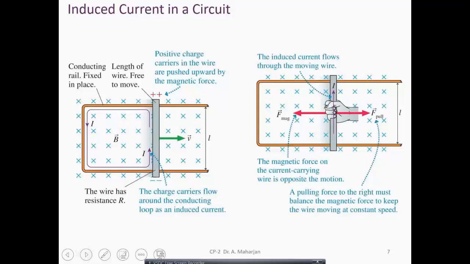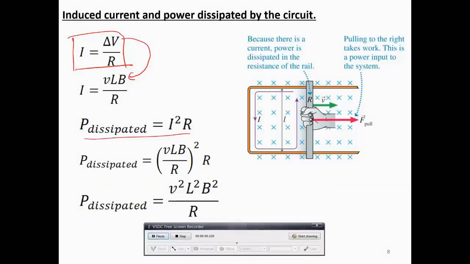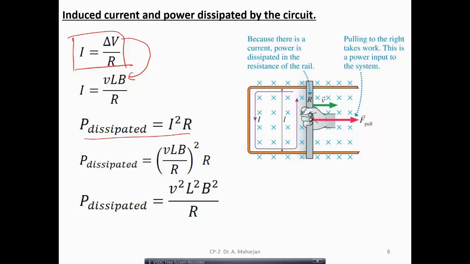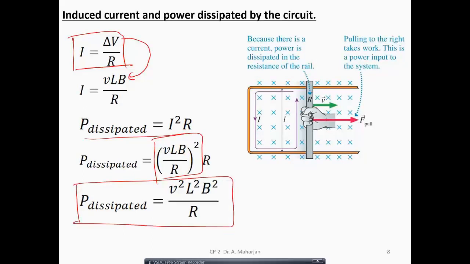Once you have the induced voltage, you can calculate the induced current easily, using Ohm's law: I equals delta V over R. This is the induced voltage in a metal bar, the motional EMF, vLB, so that much voltage will be induced. Then the power dissipation is just I squared R, where I is this. This will be the power dissipation in a rod when you move it in a magnetic field.